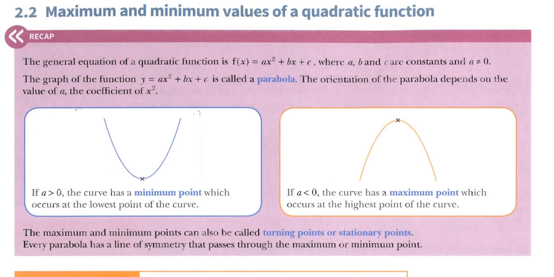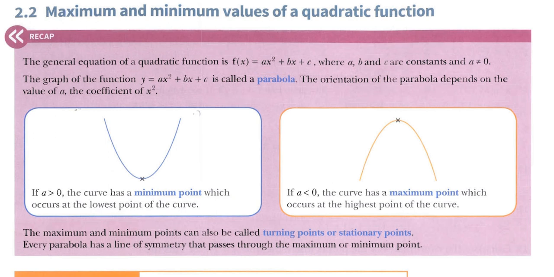Now I am reading this para. The general equation of a quadratic function is f(x) equals ax square plus bx plus c. This is the standard form of a quadratic equation. Actually, quadratic means the highest power is 2. So, if the highest power of the variable in the given equation is 2, then the equation is called a quadratic equation and the function is called a quadratic function.